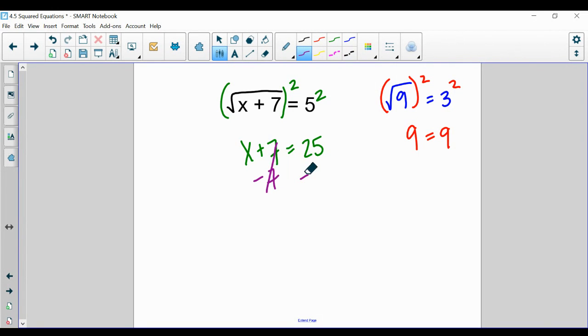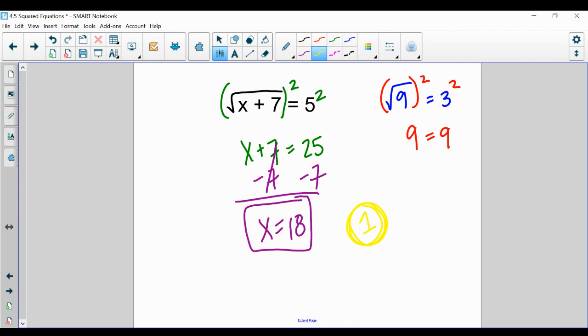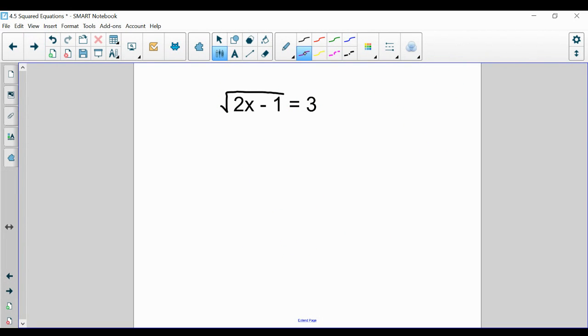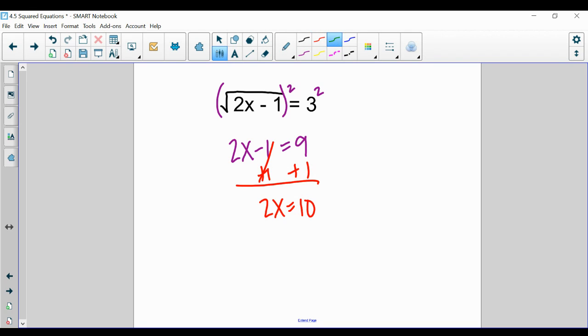So when I square both sides here, I end up with x plus 7 equals 25. I would subtract 7, and I'm going to get x equals 18. So here, notice that I'm only looking for one solution. Okay, our square root equations, we're looking for one solution. All right, last one. So we are going to square both sides. This gets a little trickier with what I'm squaring, but it's the same idea. Everything inside comes down, and I square the other side as well. I add 1 to both sides, so I'm at 2x equals 10. Divide, and my one solution is x equals 5.